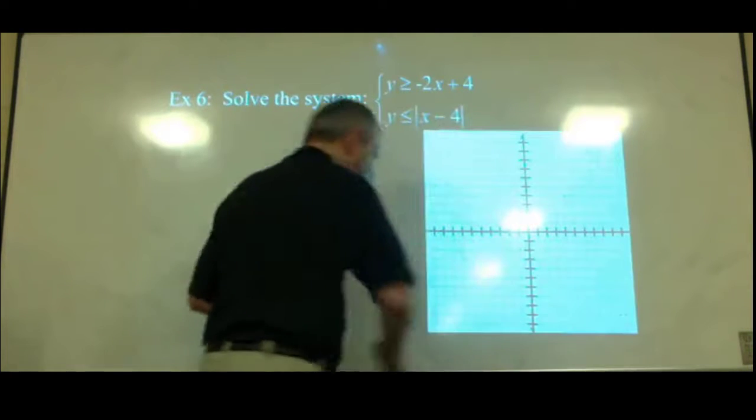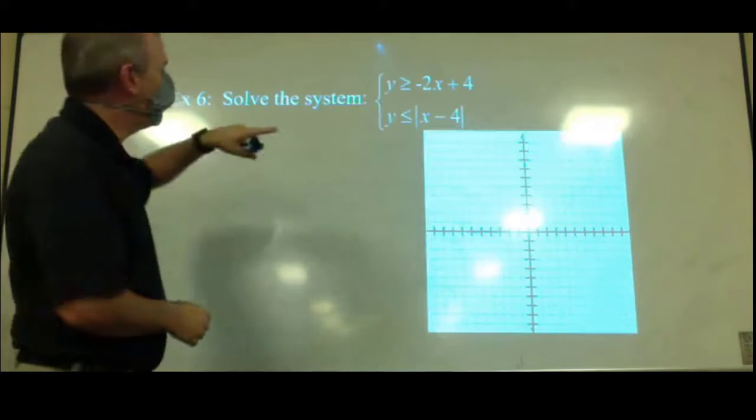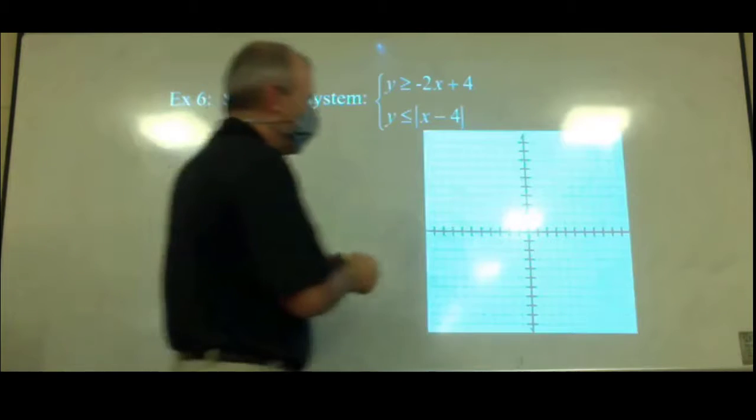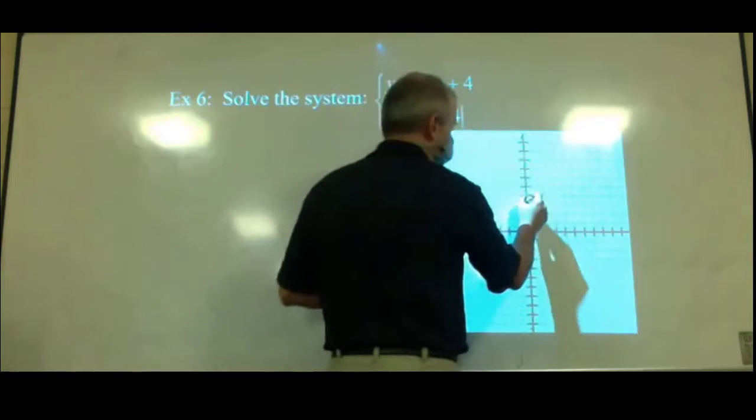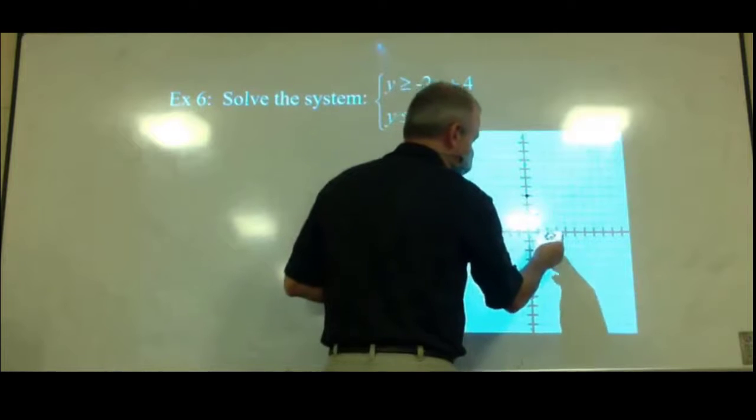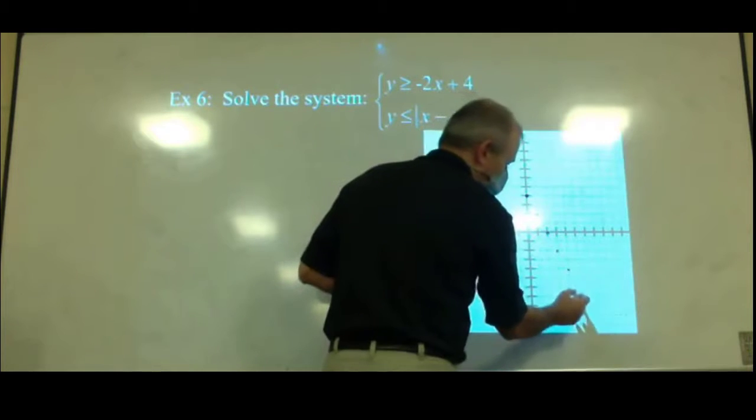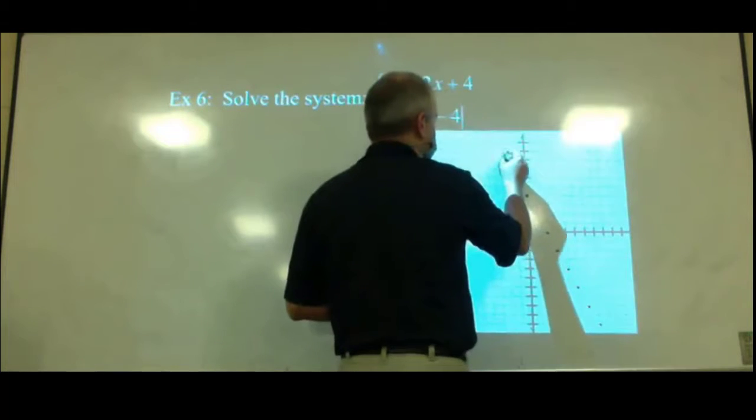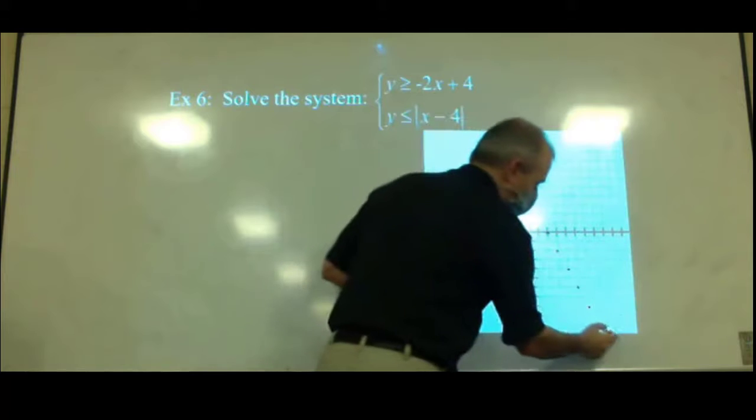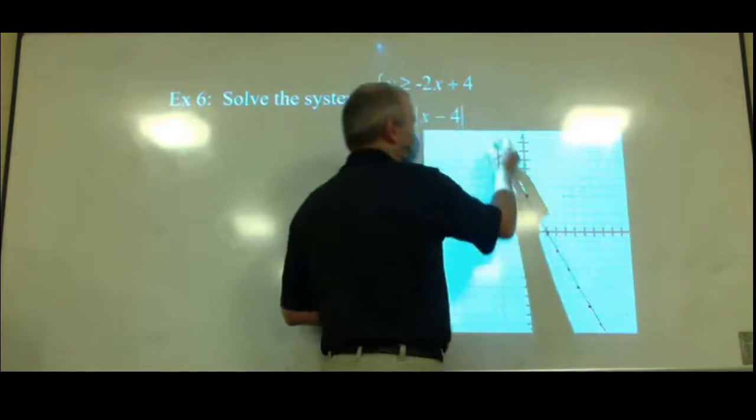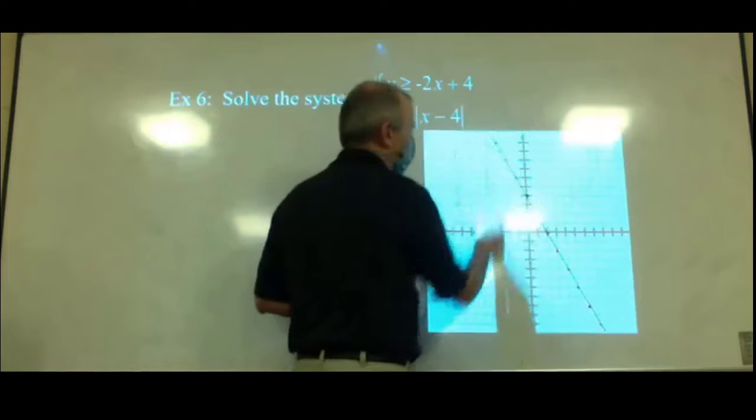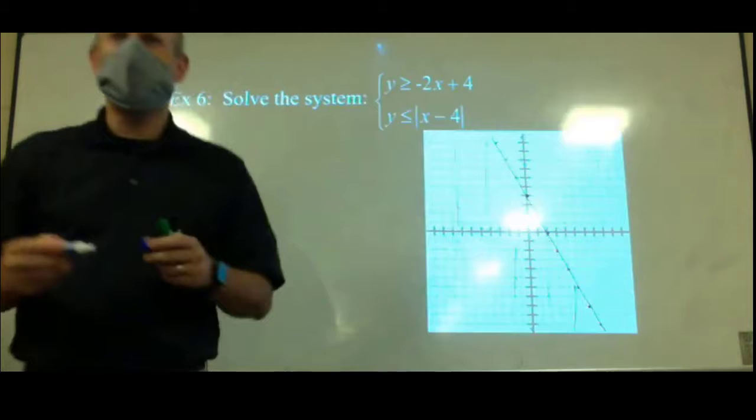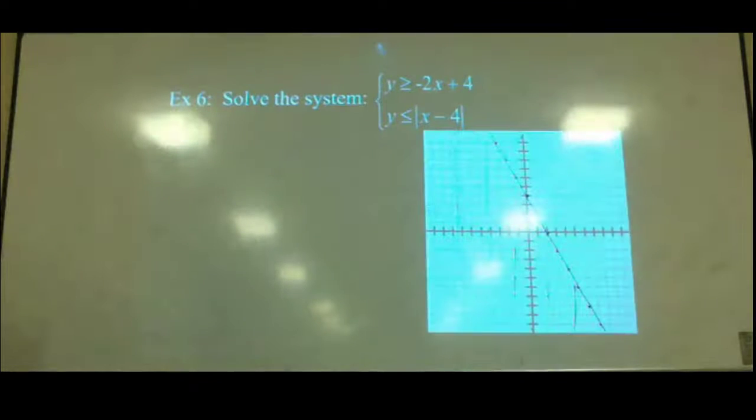Okay, this time, the top one is still a line. And in fact, it's the same line, right? So I'm going to just redraw that. I should have left it there. Same line, start at 4, down 2/1, down 2/1, down 2/1. And we said it's what kind of line? Solid or dashed? Solid. And then it's everything below that, right? So from that line, we can draw down. Okay. So that one was actually the same as the last one.